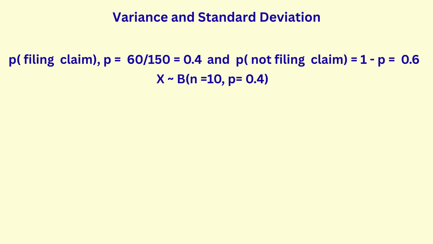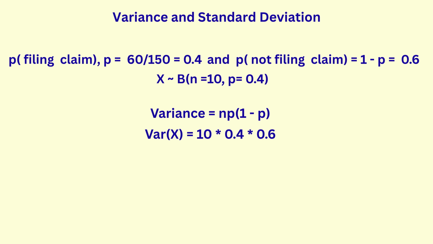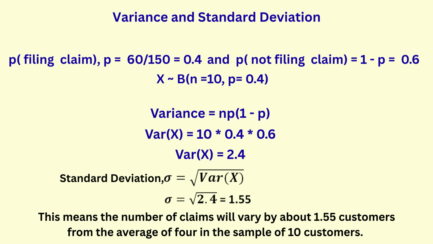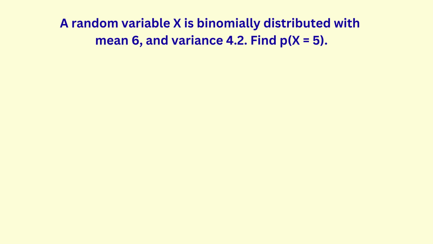Now, what if we were asked to find the variance and standard deviation? The variance is n times p times 1 minus p. That's 10 times 0.4 times 0.6, which gives 2.4. The standard deviation is the square root of the variance. So the standard deviation is the square root of 2.4, which is 1.55. This means the number of claims will vary by about 1.55 customers from the average of 4 in the sample of 10 customers.